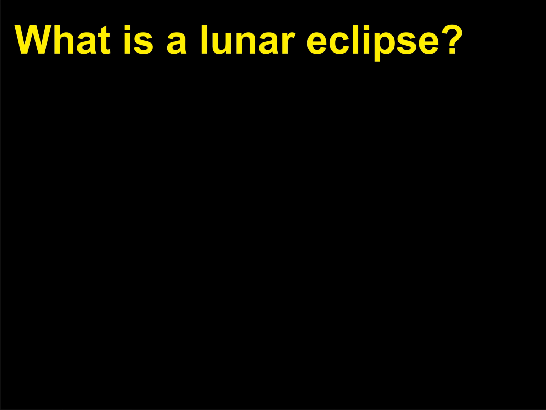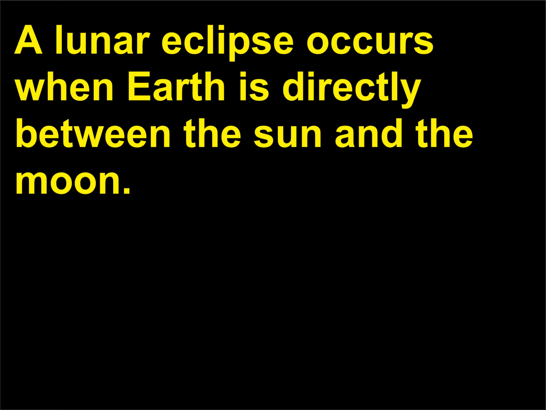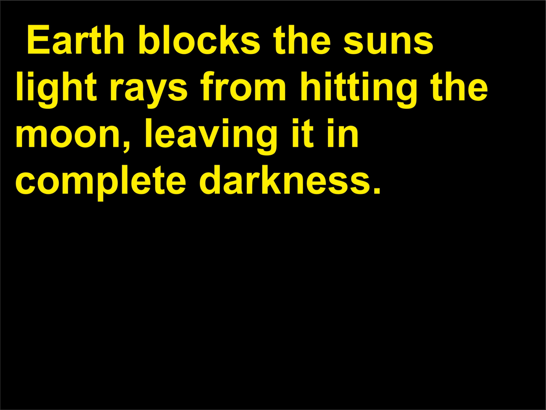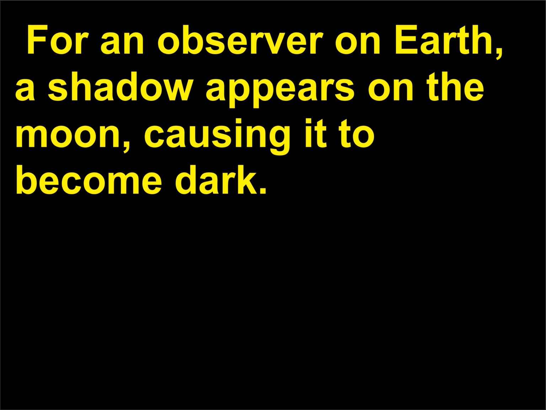What is a lunar eclipse? A lunar eclipse occurs when Earth is directly between the Sun and the Moon. Earth blocks the Sun's light rays from hitting the Moon, leaving it in complete darkness. For an observer on Earth, a shadow appears on the Moon, causing it to become dark.